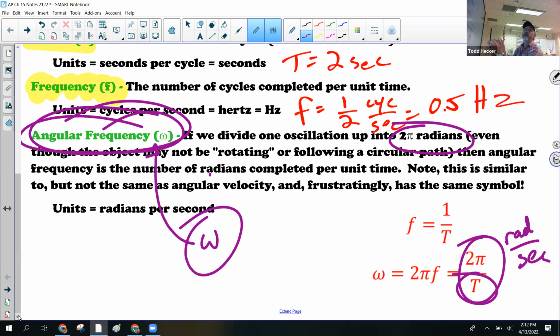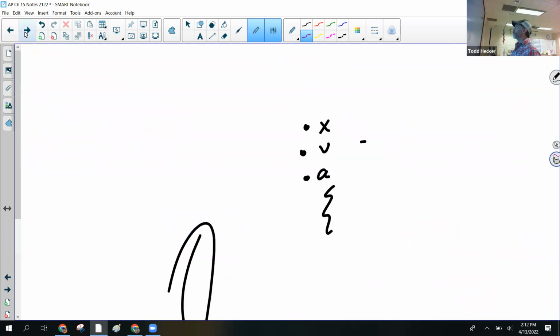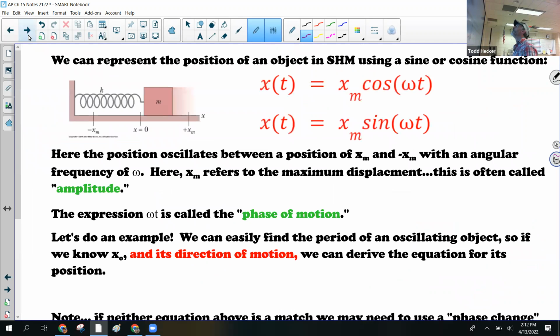So once we figure out what omega is, we can take any position-time graph or velocity-time graph, whatever you'll see, and write them in terms of a sine or a cosine function. To do that, it's going to look like this. Your position in simple harmonic motion is going to look like either x max times the cosine of omega t, or x max times the sine of omega t.